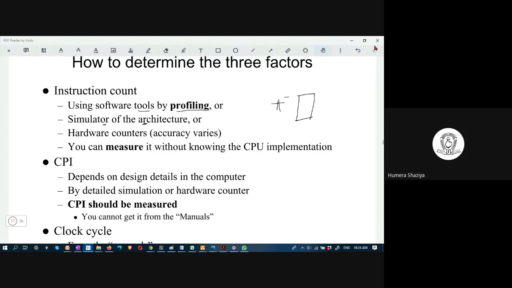That way, simulators of computer systems would give the architecture details and the instruction count. Hardware counters count the instructions as they are actually being executed in the hardware. The accuracy would vary because different hardware would count differently. If it is identical hardware, then it can give the same accuracy.